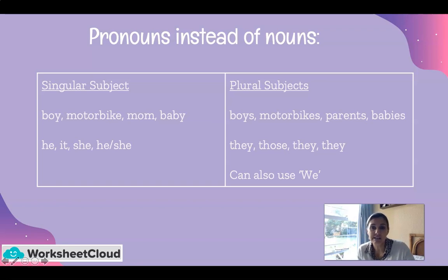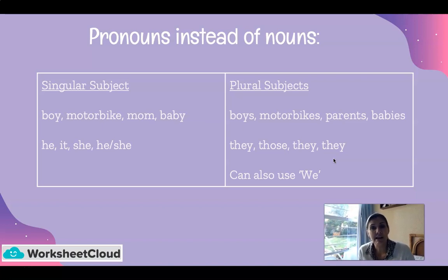So, when you've got a singular subject like the boy, the motorbike, mom, or baby, you will replace it with the pronoun. The boy would be he, motorbike would be it, mom would be she, and the baby would be he or she. If we put plural subjects, a whole group of boys, we'd say they, motorbikes, they, parents, they, and babies, they. But you can also use we if you are talking about you as a group with the other people. So if you are talking about the boys eating pizza and you are one of the boys, instead of saying the boys eat pizza, you'd say we, because you're including yourself in the group of boys, we eat pizza.